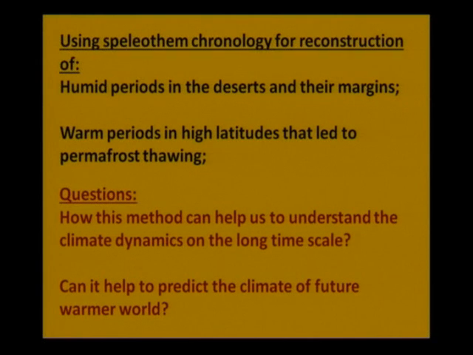Now, two questions. How can this method help us to understand climate dynamics on the long time scale? And another question: can it help us to predict the climate of a future warmer world? We usually do paleoclimate to understand the natural dynamics, which natural factors affect climate. And then we can also understand what we do to climate with our greenhouse emissions. I'll try to answer these two questions here.